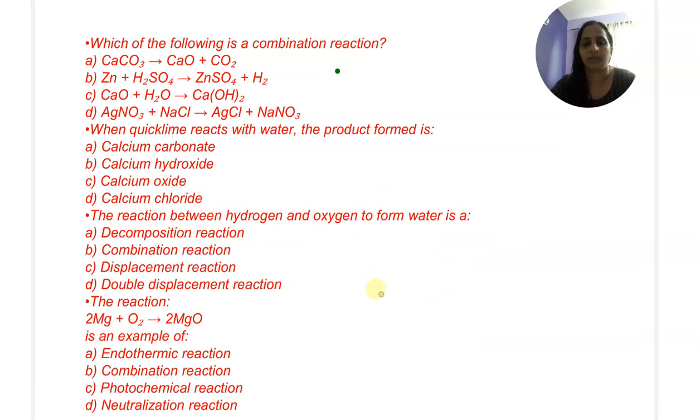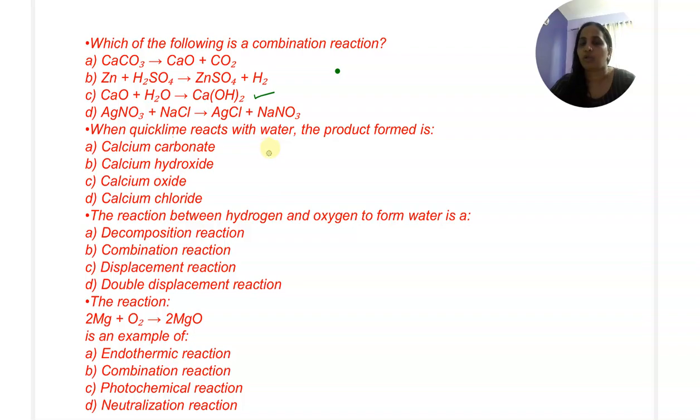Here some questions are given. Which of the following is a combination reaction? You can identify this easily. We have to check the combination of reactants. If you are getting one product, that will be the combination reaction. Here you can see C, calcium oxide plus water gives calcium hydroxide. So C is the answer here.